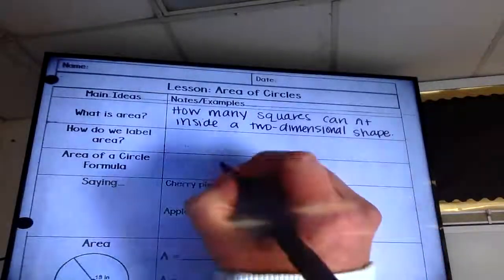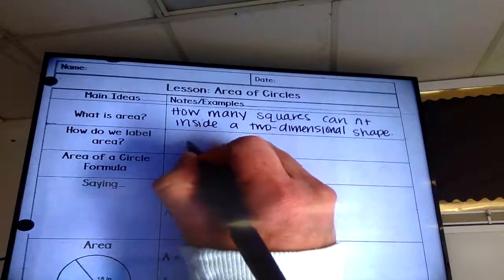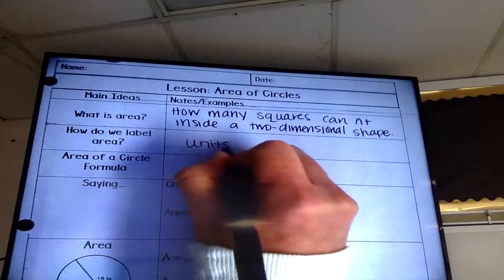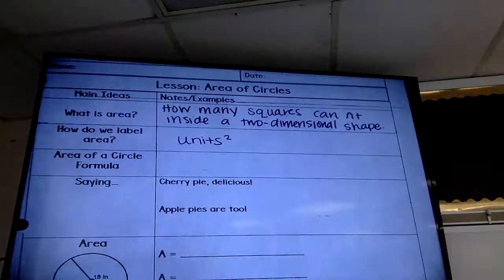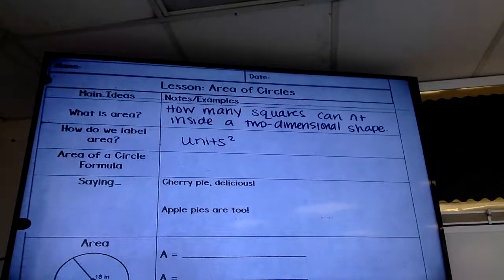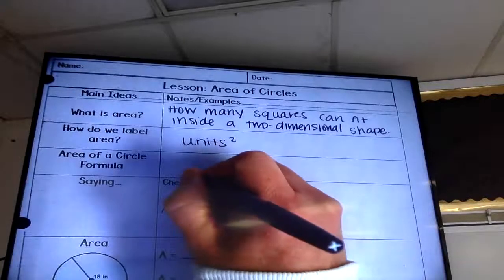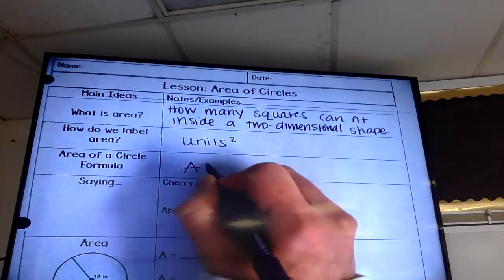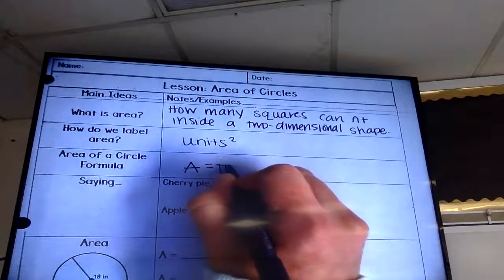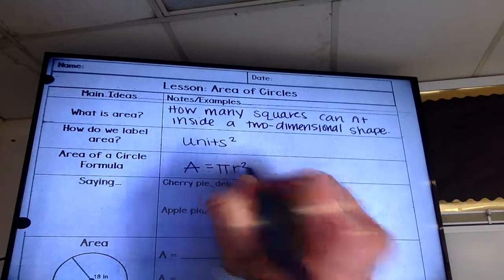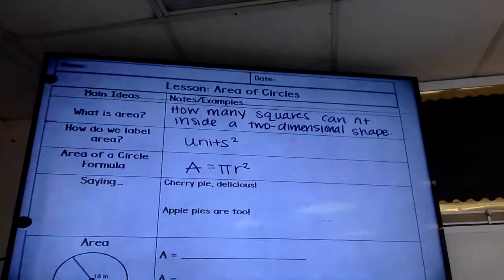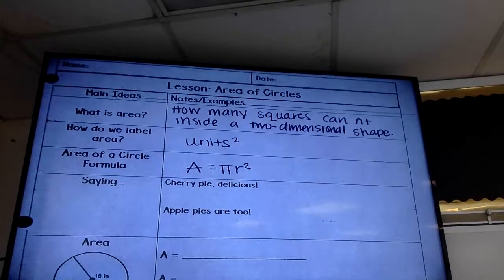So how do we label area? Well, we label it units squared. And that's why, because we're talking about how many little squares fit in a two-dimensional shape. So we learned the circumference formula is pi times diameter. Area, of course, has its own separate formula. So we're going to say A for area equals pi r squared. Pi times radius squared.